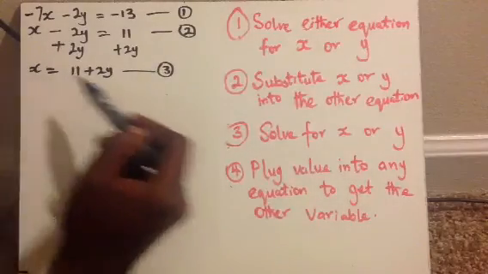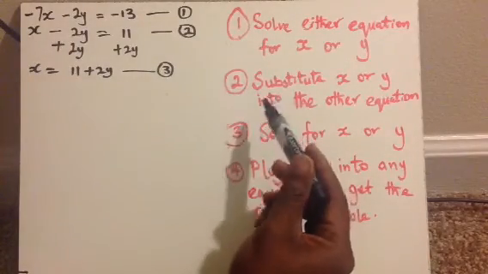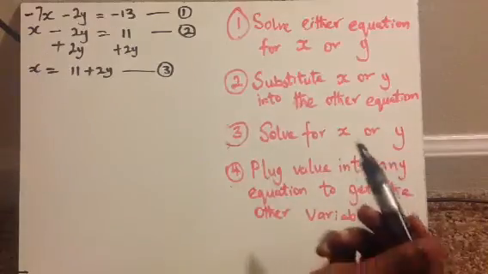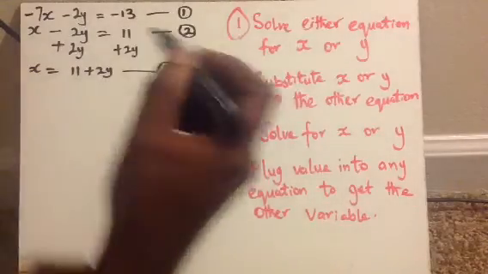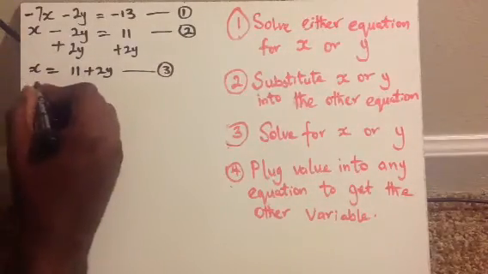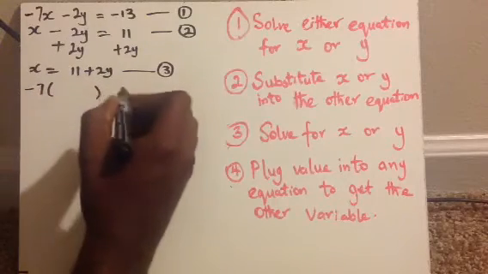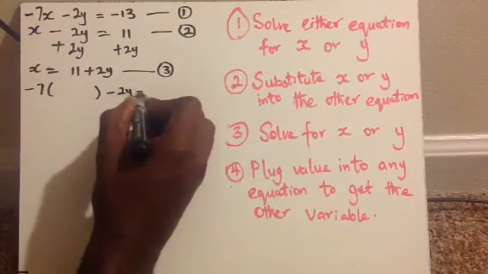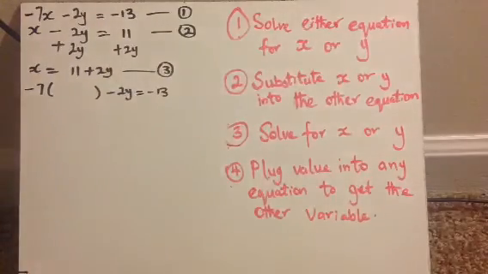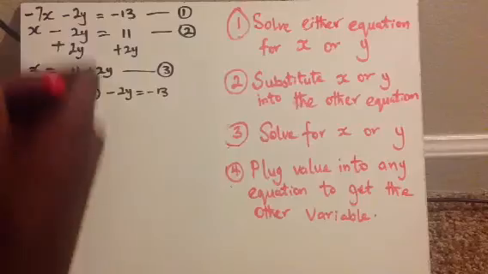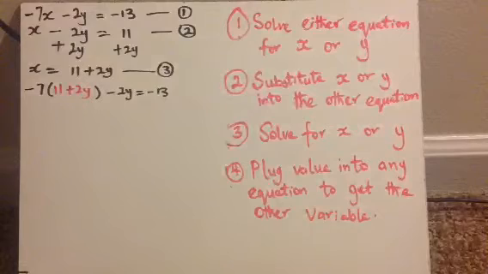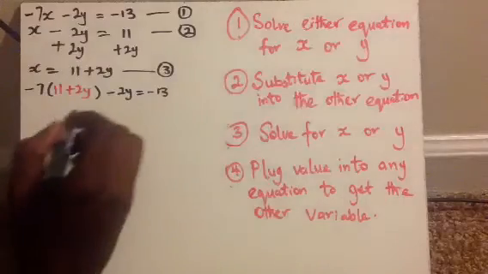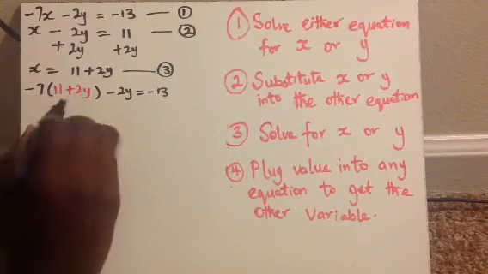It says solve either equation for x or y, which means isolate either x or y. So we've isolated x, so we can jump to the second step, which says substitute x into the other equation. So we take this value for x and we substitute it into the first equation. So we have minus 7 without parentheses minus 2y equals minus 13. Now in the parentheses we put in the value for x, which is 11 plus 2y. So now we're back to having a regular linear equation. So we distribute this negative 7 into the parentheses.